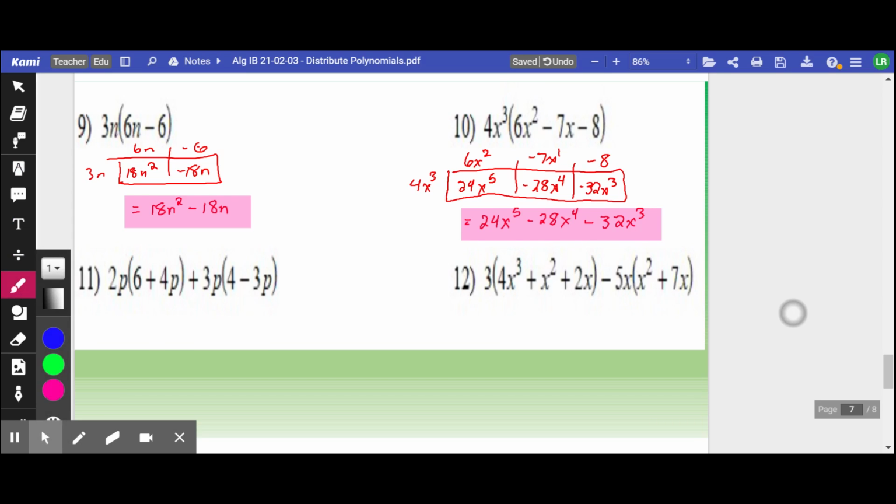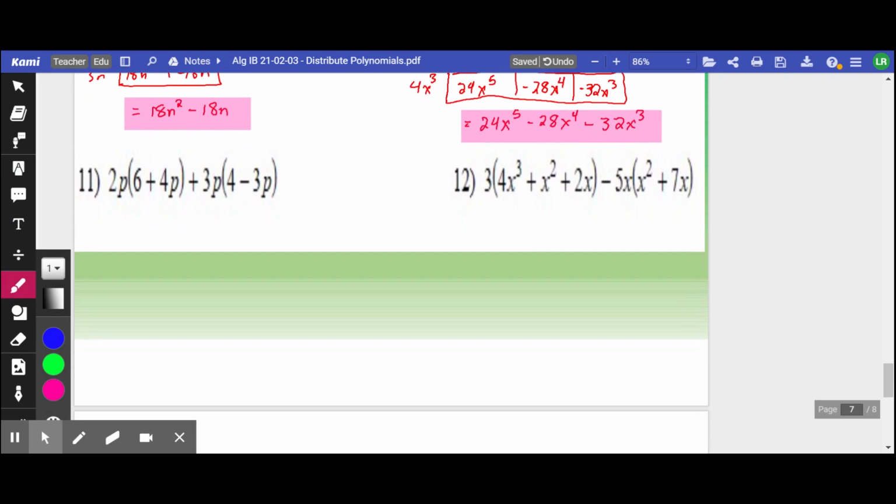Now the second two, you have a little bit more work to be done. Okay. Number 11, I'm going to do using the box, using that method. Number 12, I'll go ahead and do without using the box. Okay, so for the box, it'd be one thing times two things. Let's make my space there. This would be a 2p. Then I have 6 plus 4p. And same thing's happening here. I have one thing times two things. It's going to be a 3p. Then I have 4 minus 3p.